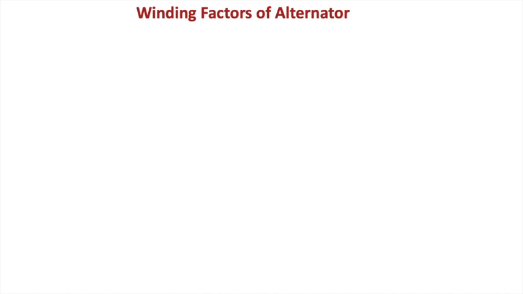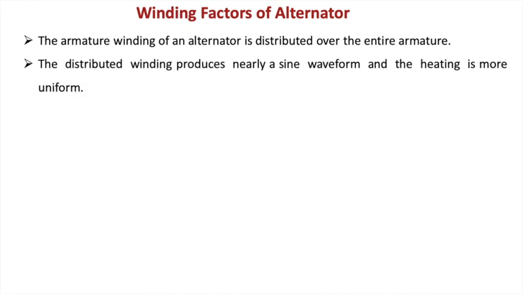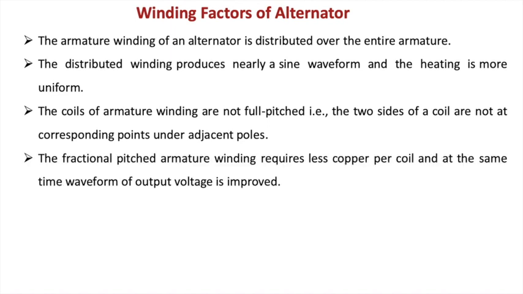What are the different winding factors of the alternator which have to be taken into consideration? The armature winding is distributed over the entire armature and that distribution produces almost a sine wave and the heating will be more uniform. The coils of the armature winding won't be full pitched, which means the two sides of a coil are not exactly under adjacent poles. The fractional pitched armature windings require less copper per coil and at the same time the waveform of the output voltage is also improved.